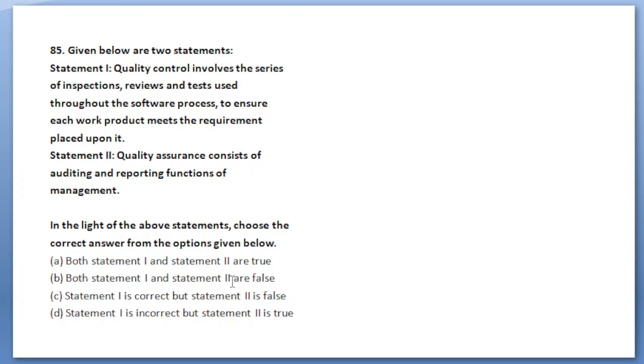Given below are two statements. Statement 1: Quality control involves the series of inspections, reviews, and tests used throughout the software process to ensure each work product meets the requirements placed upon it. This question is from software engineering. And statement 2: Quality assurance consists of auditing and reporting functions of management. These are the definitions of quality control and quality assurance. Those who are very clear about these two terms could easily identify the answer.